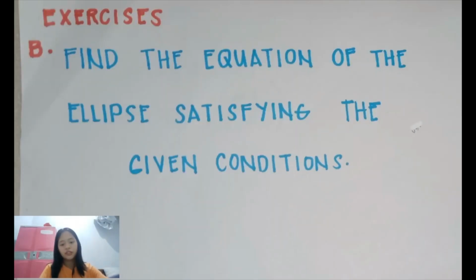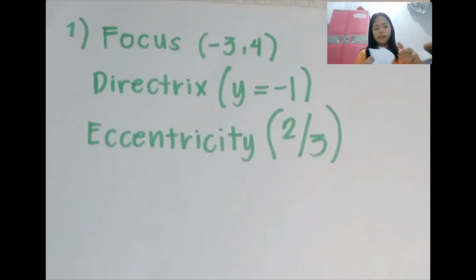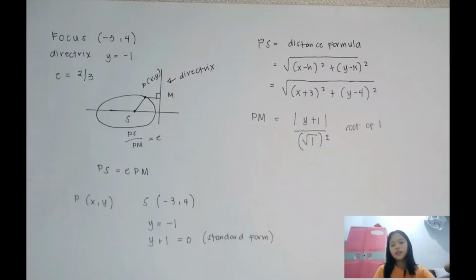Exercises B. Find the equation of the ellipse satisfying the given conditions. So, number 1, given focus negative 3 and 4, directrix is y is equal to negative 1, and eccentricity is 2/3. So, first, we need to graph and illustrate first para maintindihan natin, di ba? So, may focus nga tayo negative 3 and 4. Ang directrix nga is y is equal to negative 1 and eccentricity is 2/3.